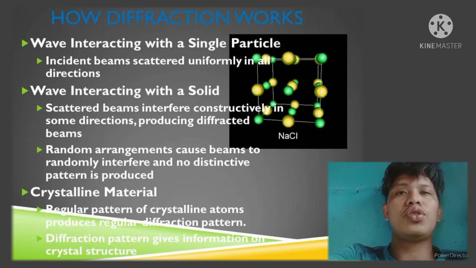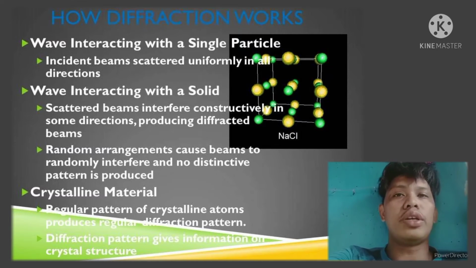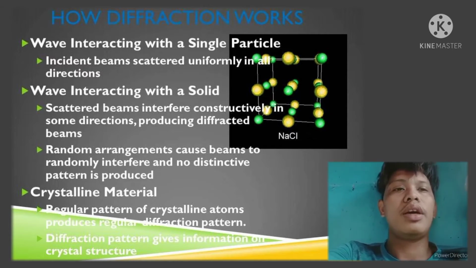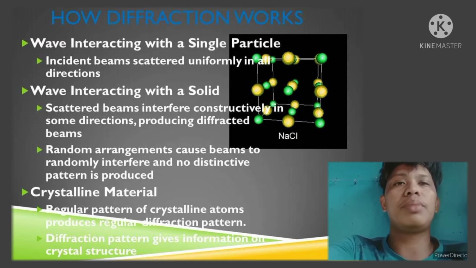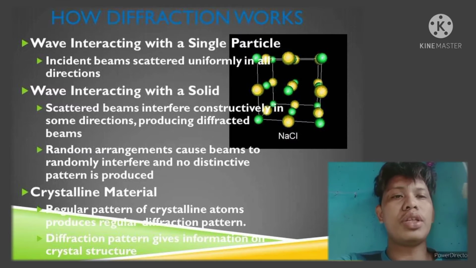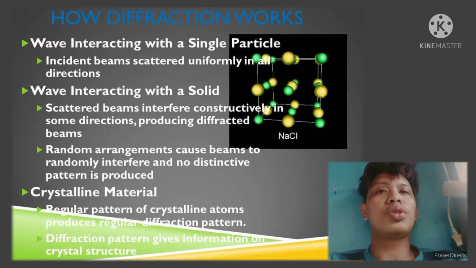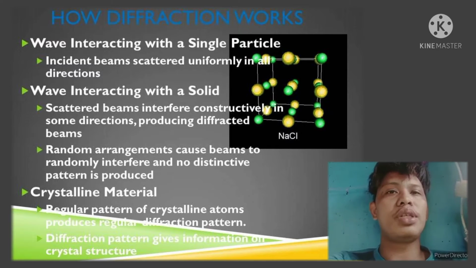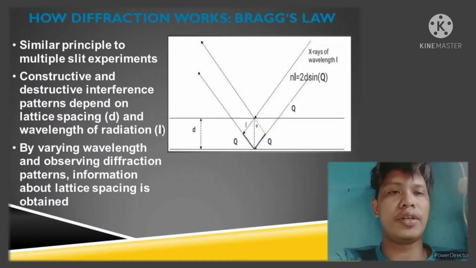Diffraction also works through wave interaction with a solid because scattered beams interfere constructively in some directions, producing diffracted beams. Random arrangements cause beams to interfere randomly, and no distinctive pattern is produced. Diffraction works through crystalline materials because the regular pattern of crystalline atoms produces a regular diffraction pattern. Diffraction patterns give information on crystal structure.